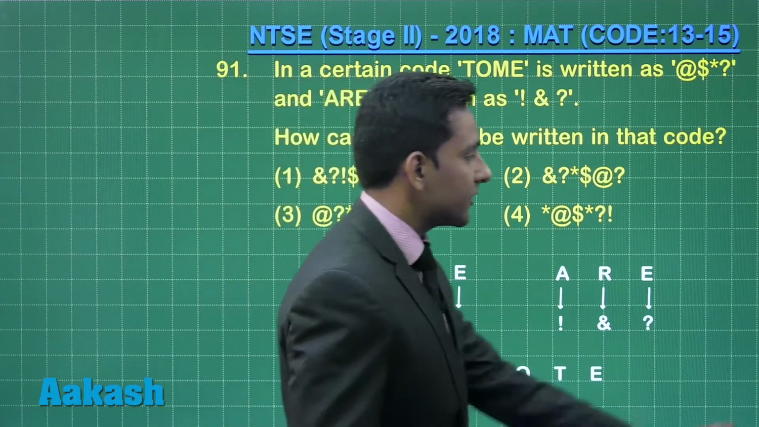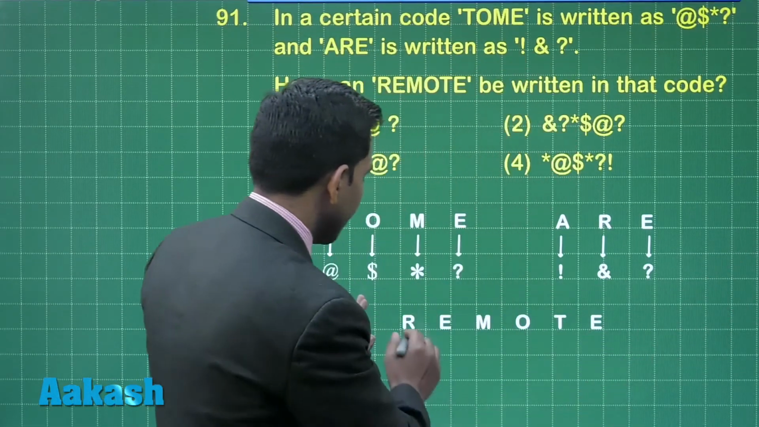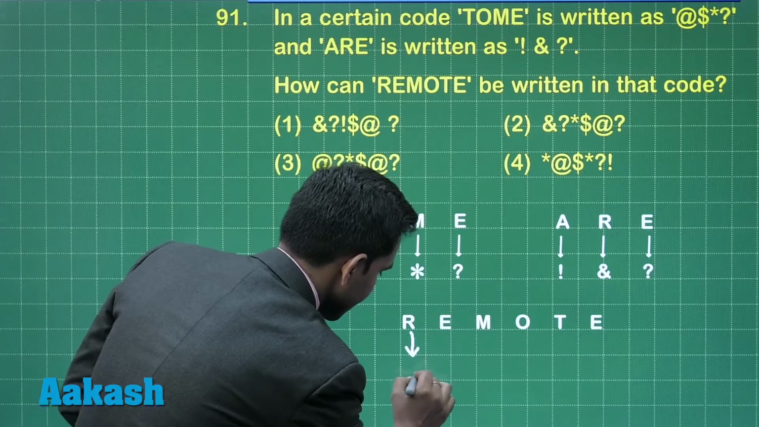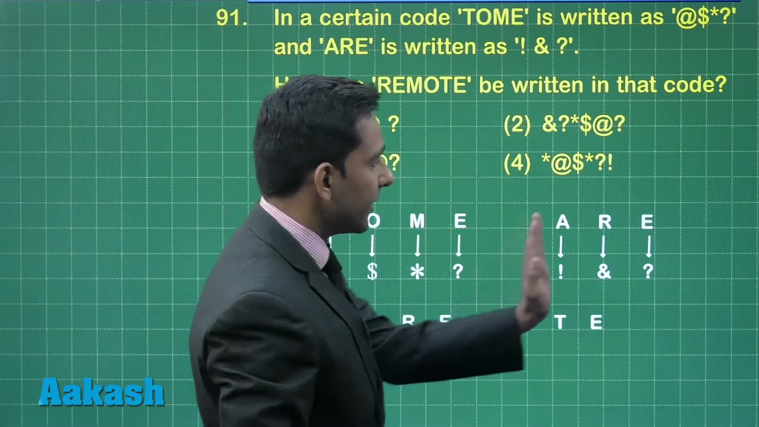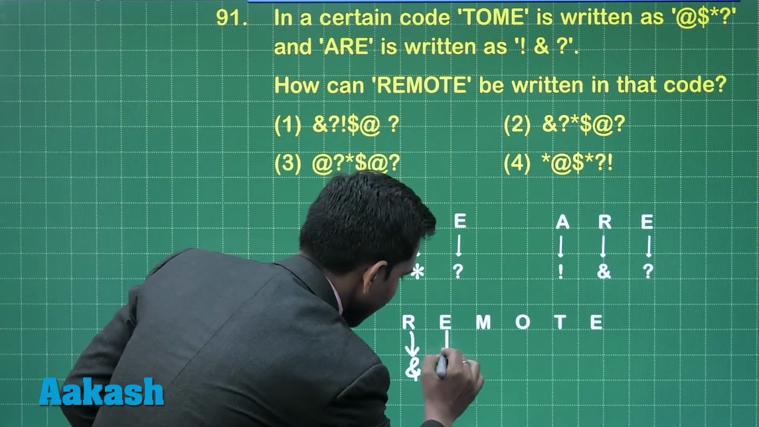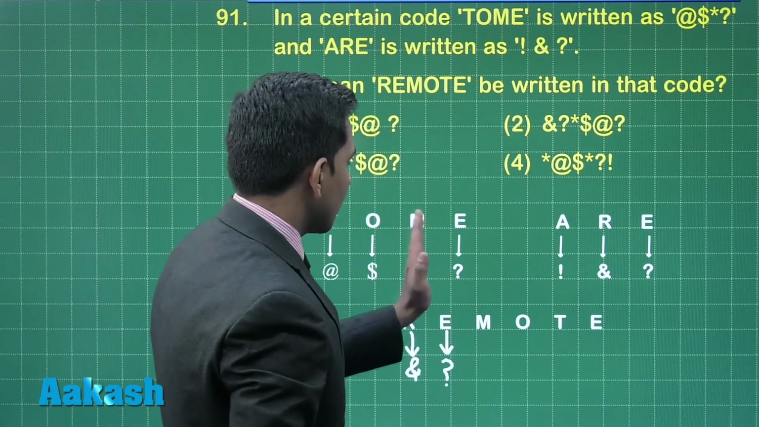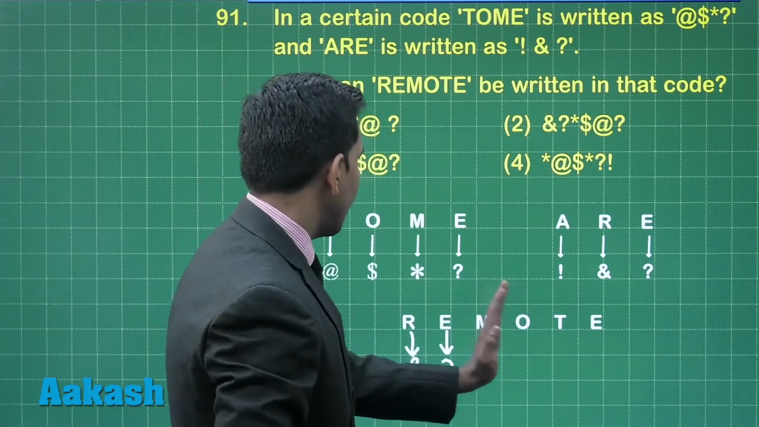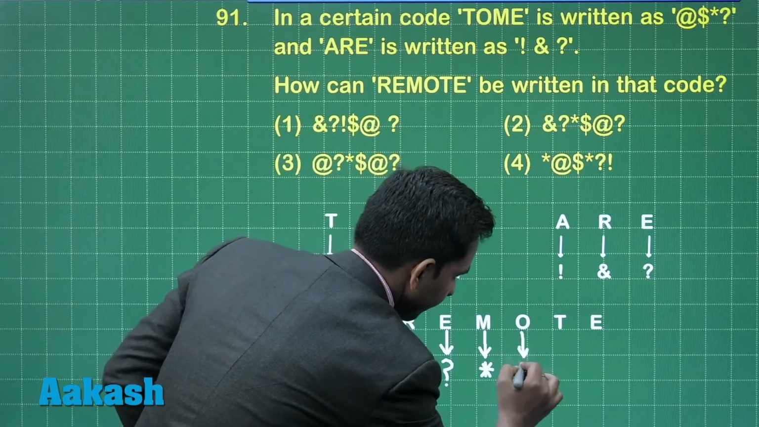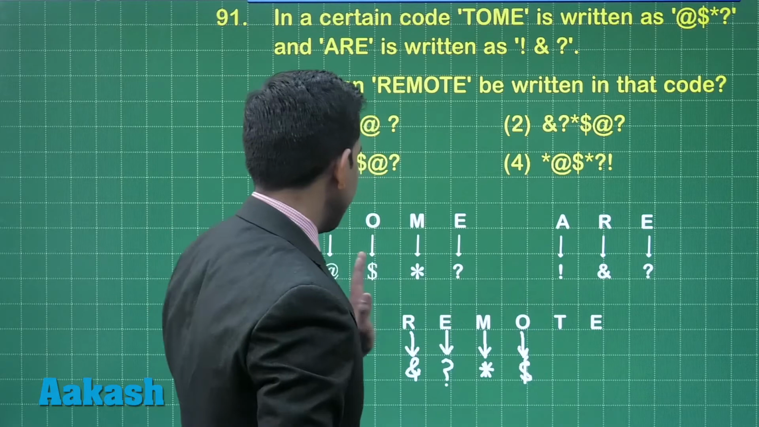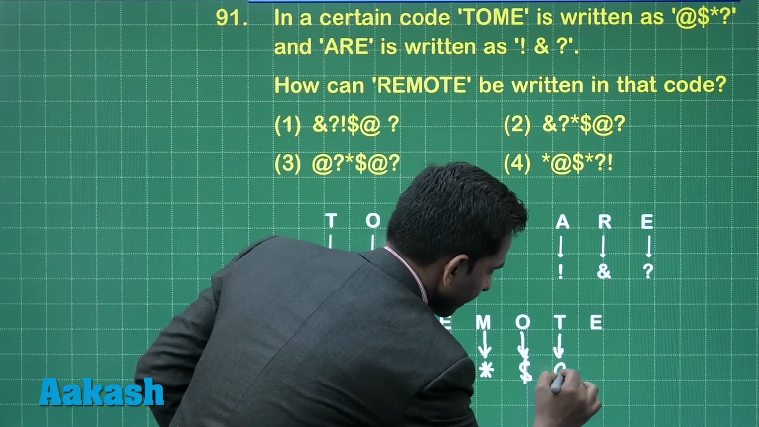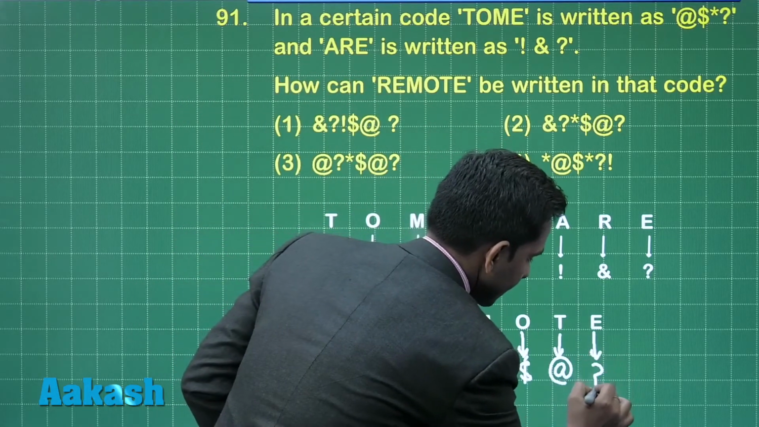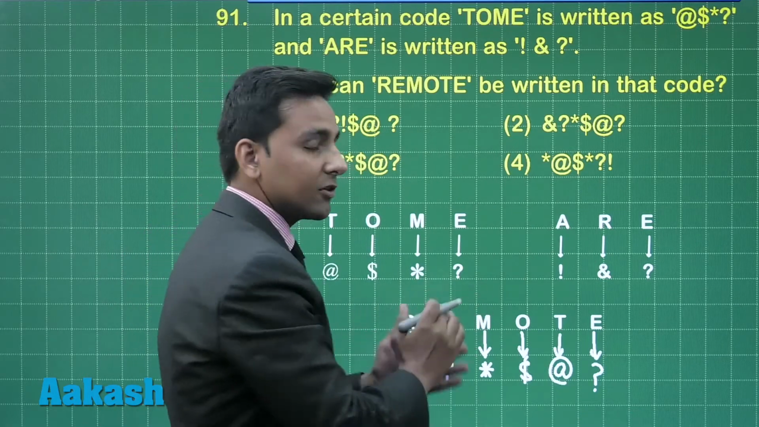So further we can code this word remote as follows. Here we have R, we can code R as the and sign. So here we can replace it with the and symbol. Further we can code E as question mark. Then M is coded as star here. Further we can code the letter O as this dollar symbol. Further we can code T as @, and E will be coded again as question mark. So this is the coding pattern, the coded word for the word remote.